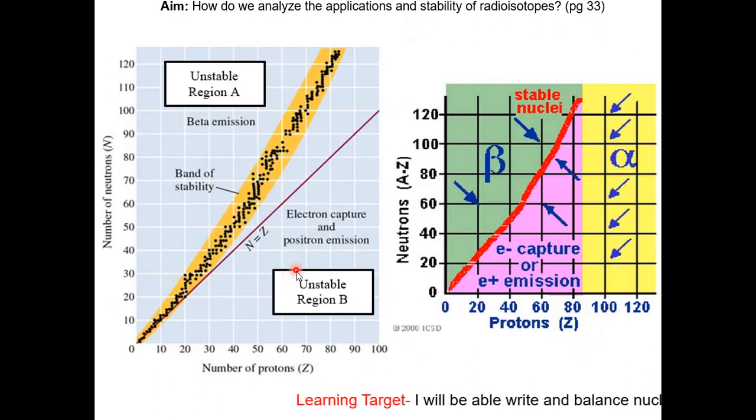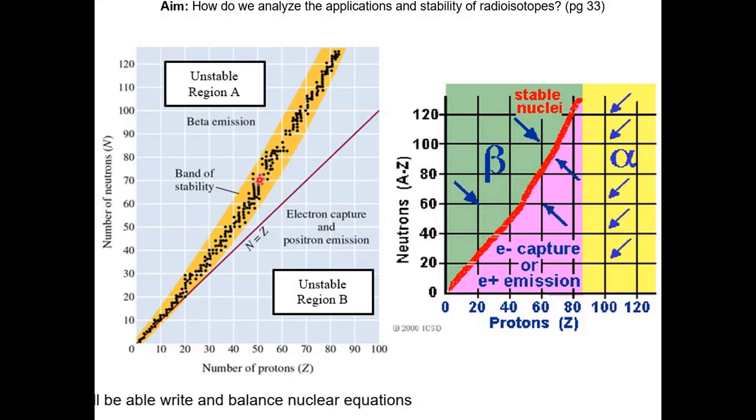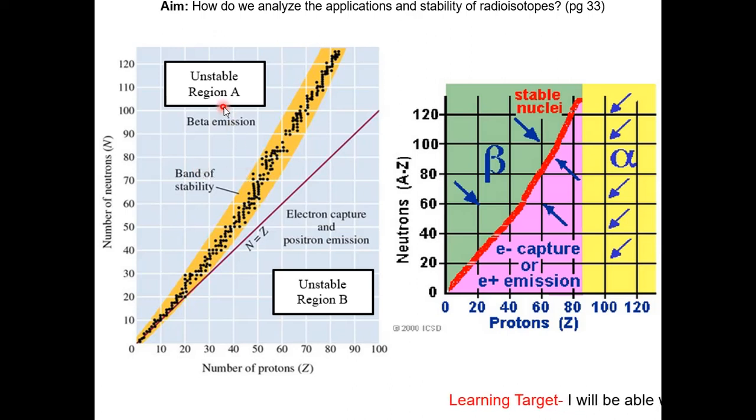We're now going to analyze this graph. On the x-axis is the number of protons, or atomic number. On the y-axis is the number of neutrons. This purple line represents protons equals neutrons. This yellow band is the band of stability. Isotopes in this band are stable, meaning they're not radioactive. Isotopes not in the band are unstable, meaning they're radioactive. There are two unstable regions. Isotopes in region A will undergo beta emission. Isotopes in region B will undergo electron capture or positron emission.